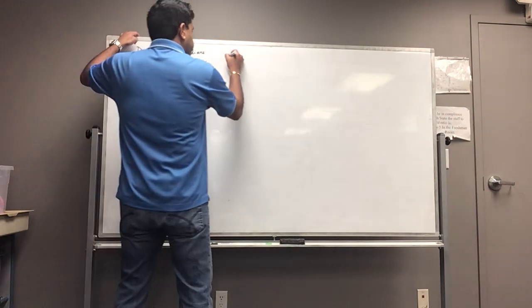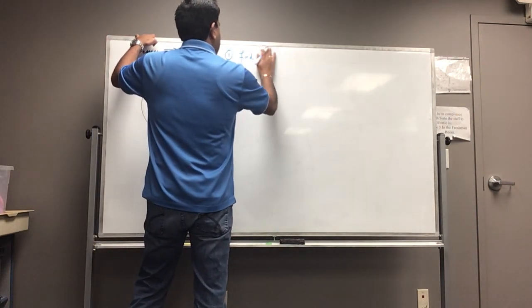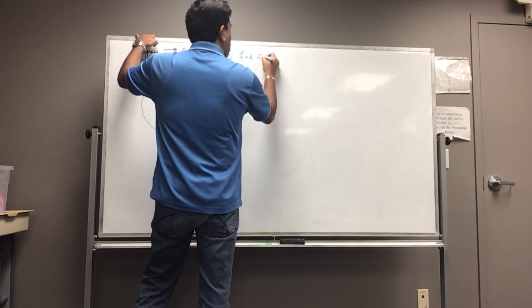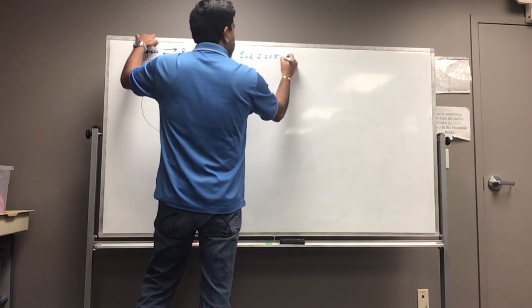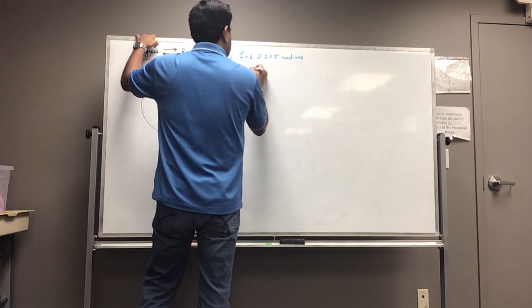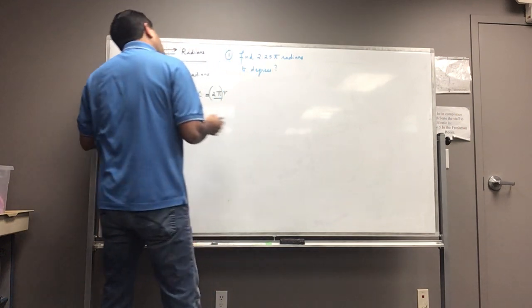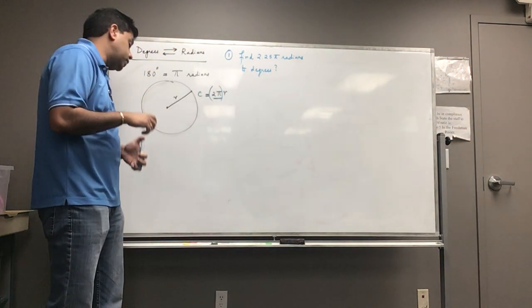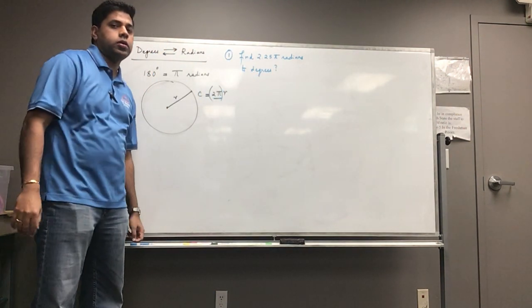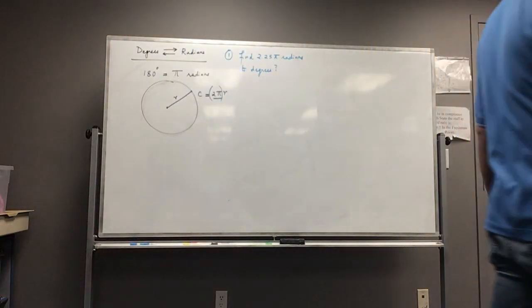First question. Find 2.25 pi radians in degrees. This was in the ACT, I believe question number 41 or 42, I don't remember exactly, but it was 40-ish. 2.25 pi radians to degrees.